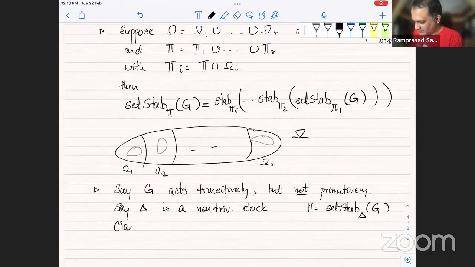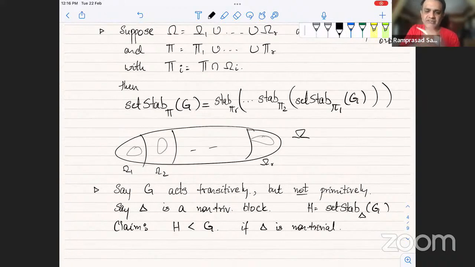Okay, so here is a claim. I claim that H is a proper subgroup of G, if delta is non-trivial. So can someone say why this is true? That is, I want to say there are some elements of the group G that don't stabilize delta. Otherwise, this is not primitive. Otherwise, you get that it is a primitive thing. Yeah. I mean, in the sense, okay.